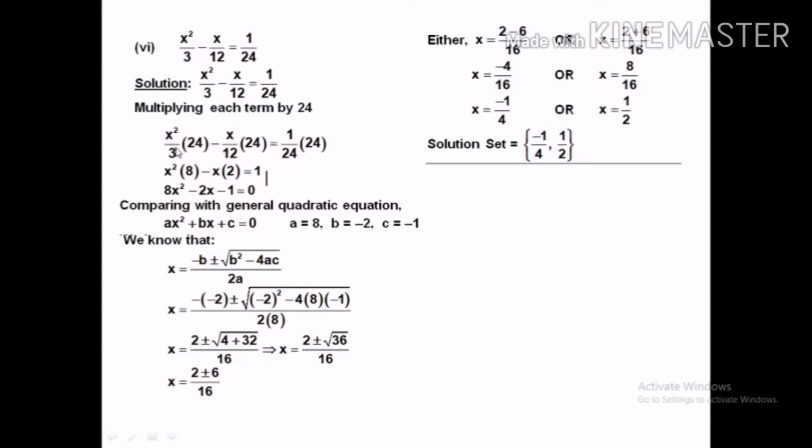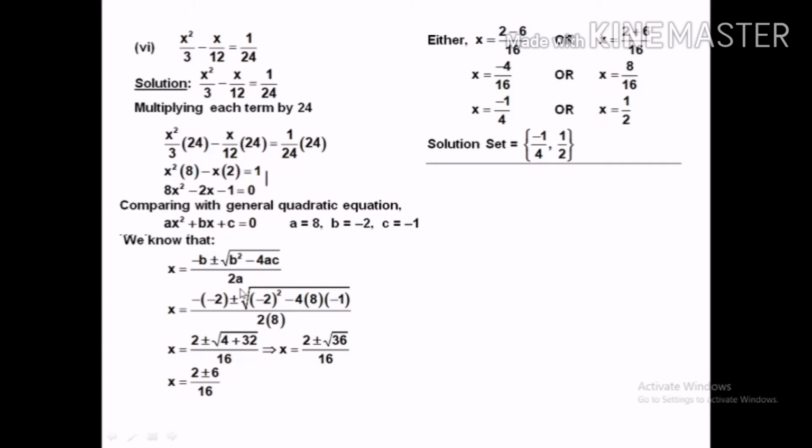By multiplying 24 to each term, 3 times 8 is 24, so it becomes x square into 8, minus x, and 12 into 2 is 24 so it becomes 2x, is equal to, on the right hand side, 24 cancels 24, it becomes 1. So we get 8x square minus 2x minus 1 is equal to 0, the standard form of a quadratic equation. Comparing with the general quadratic equation, here a is equal to 8, b is equal to minus 2 and c is equal to minus 1.